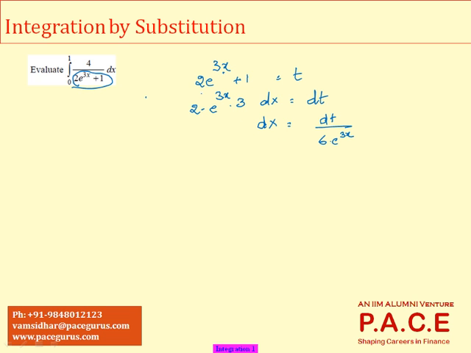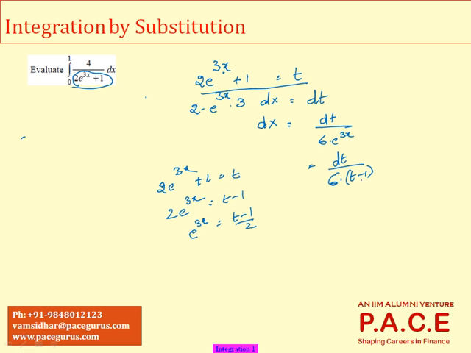Now you can very well find out e power 3x in the form of t, so you are trying to translate the whole x into the t form. So when you say 2 into e power 3x plus 1 equal to t, 2 into e power 3x equal to t minus 1, and e power 3x equal to (t minus 1) by 2. So you can write dx as dt by 6 into (t minus 1) by 2, which is nothing but 3 into (t minus 1).